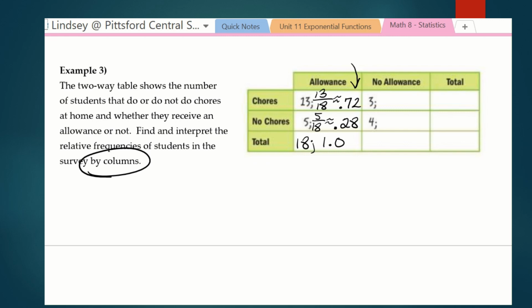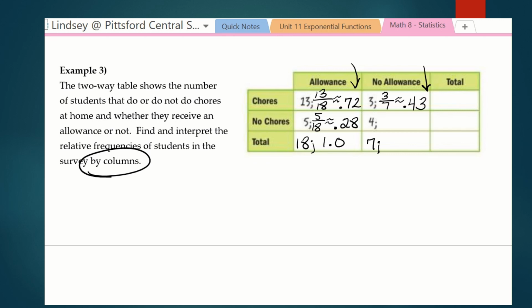All right, taking a look at our next column here, which has to do with no allowance at all. How many total kids, whether they do chores or not, how many total kids do not get an allowance? Well, 3 plus 4 is 7. There's 7 students surveyed that do not get an allowance at all. All right, now 3 of those 7 still do chores. They just don't get paid for it. So 3 divided by 7 gives us approximately 0.43.